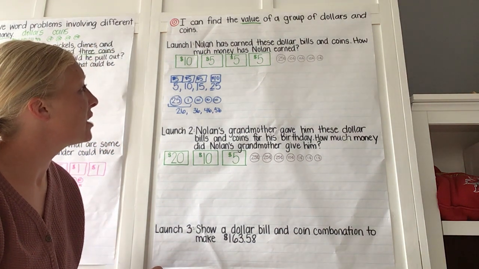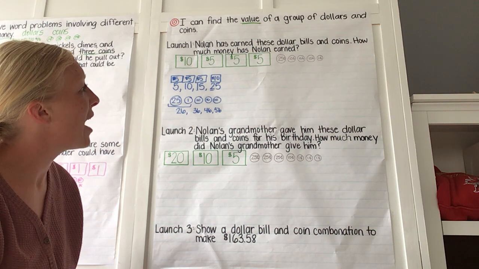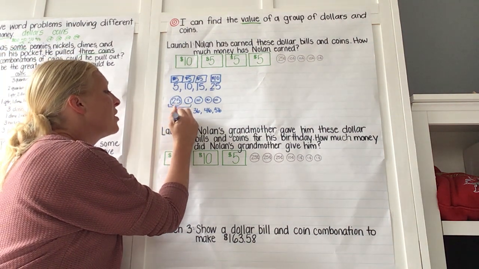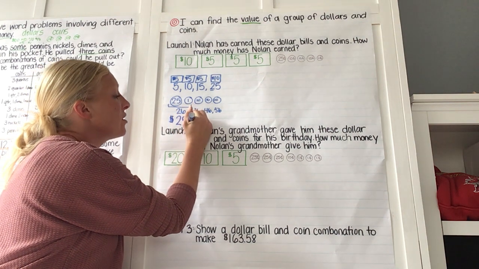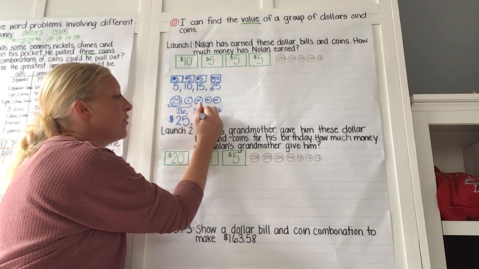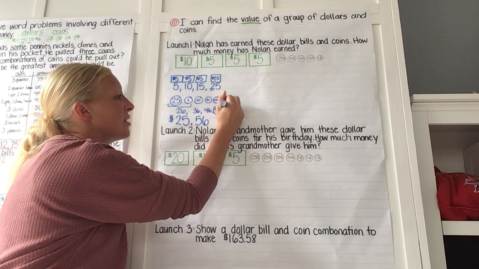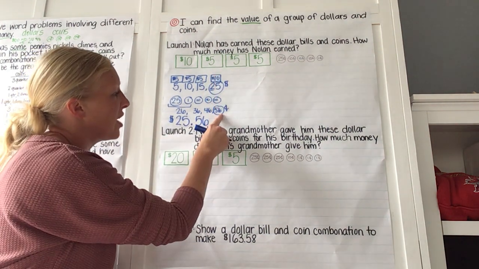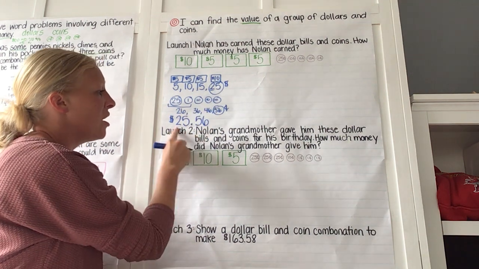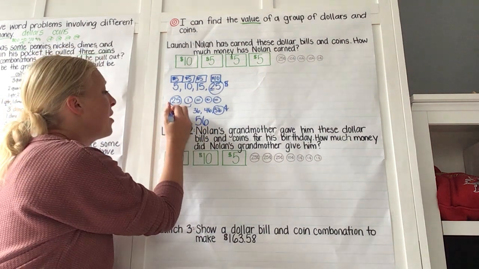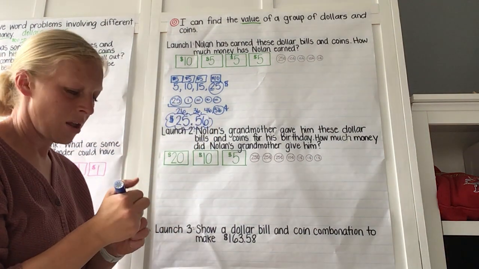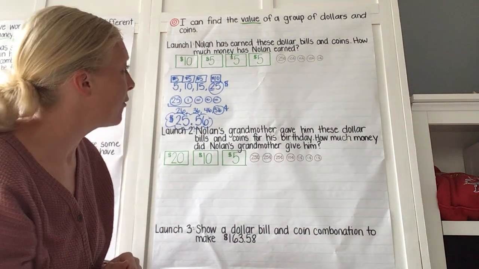So then how much money does Nolan have? $25 and 56 cents. So I'm just going to circle that up and label that. There's your cents, there's your dollars. And they wrote it like this down here at the bottom. Okay. All right, somebody else solved it a different way.